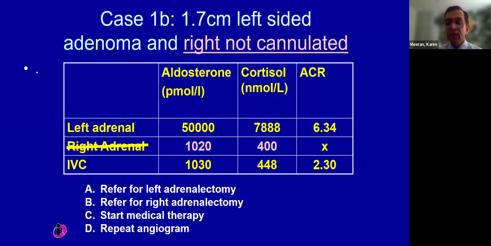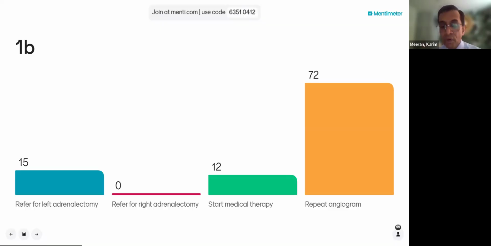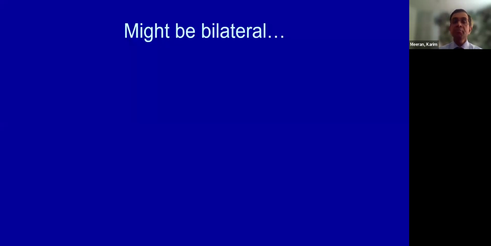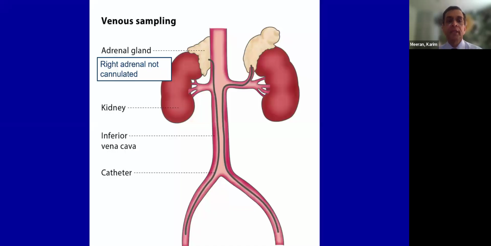Take out the left. And the answer is you can't really, because if the right is not suppressed, you take the left side out, the right will keep on making aldosterone and they won't be cured. Now, of course, it is possible that the right hasn't yet got the disease, and so, as you'll hear later, there's some arguments for doing the operation. It might be bilateral, though. That's the problem. Okay, if you don't count the right, it might be bilateral.